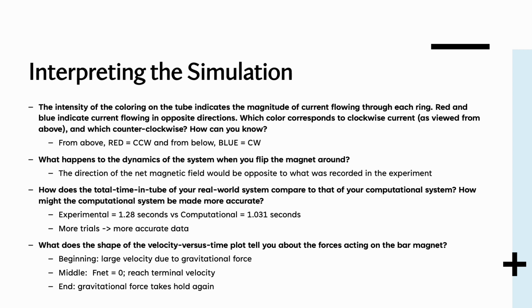So what happens to the dynamics of the system when you flip the magnet around? The direction of the net magnetic field will be opposite to what was recorded in our experiment.